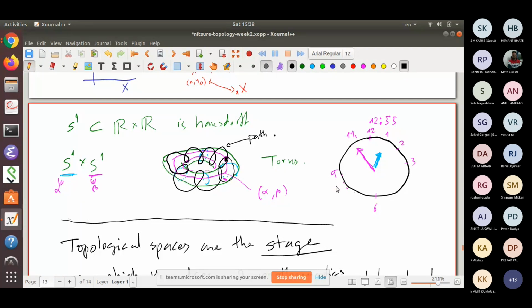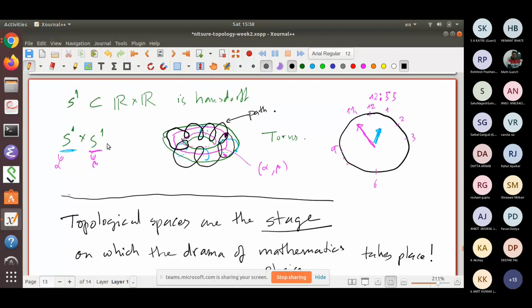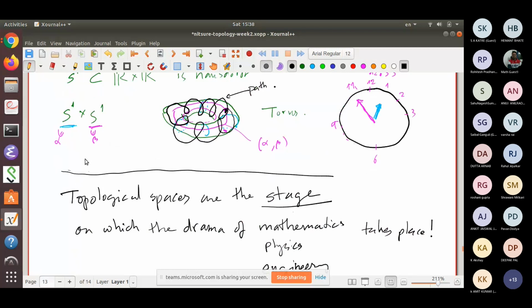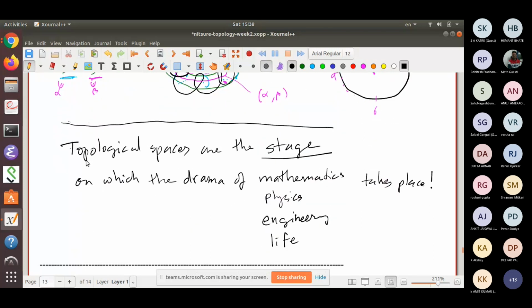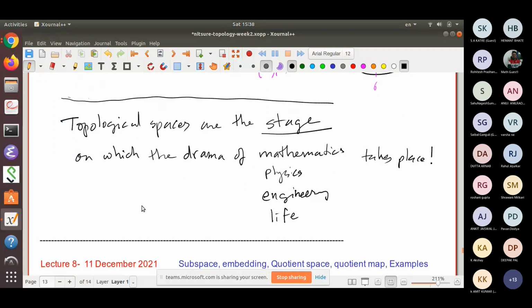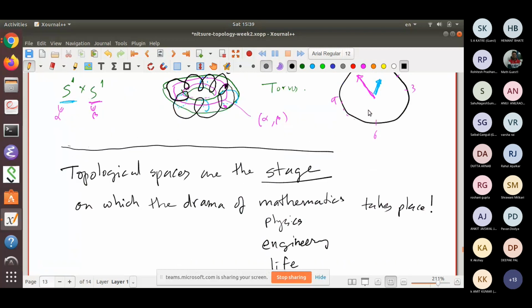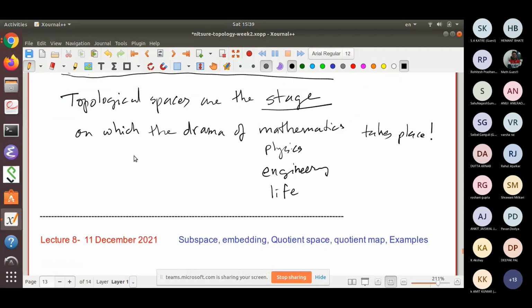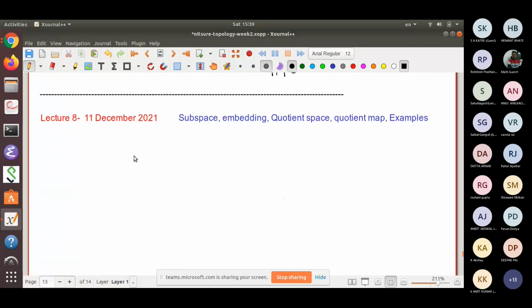When this goes around once, this goes around 12 times, which is why the path is like winding a wire around a solenoid. In electric circuits, to make electromagnets and whatnot, you wind the wire around a piece of iron. It's like that winding. And I told you that topological spaces are the stages on which the drama of mathematics takes place, like the drama of the clock moving takes place on this torus, and that's why we study them. So that was a quick recap of my last lecture, and it took 10 minutes for the recap.